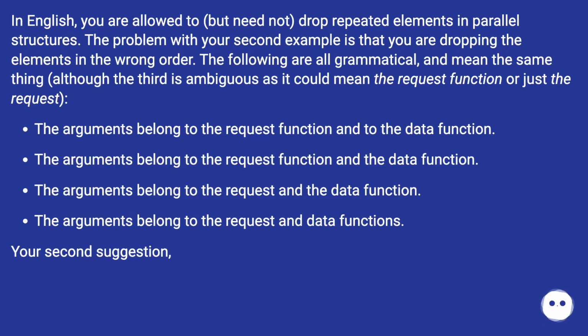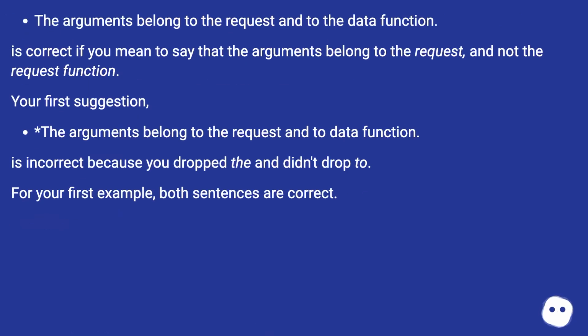Your second suggestion, "The arguments belong to the request and to the data function," is correct if you mean to say that the arguments belong to the request and not the request function. Your first suggestion, "The arguments belong to the request and to data function," is incorrect because you dropped the and didn't drop to. For your first example, both sentences are correct.